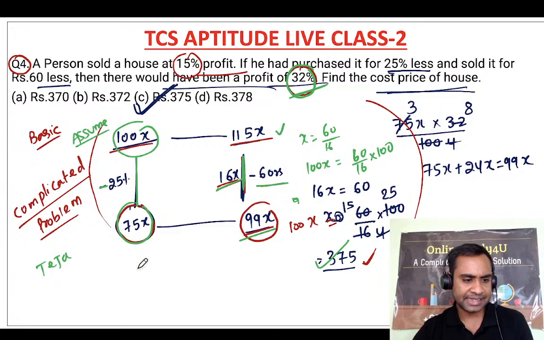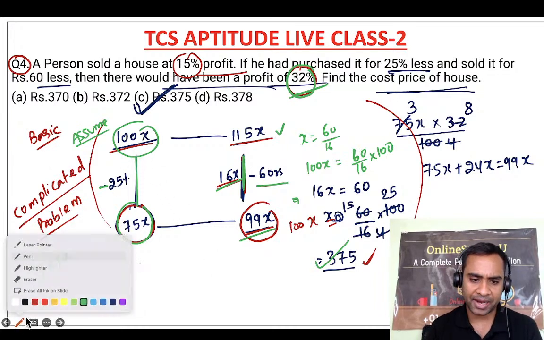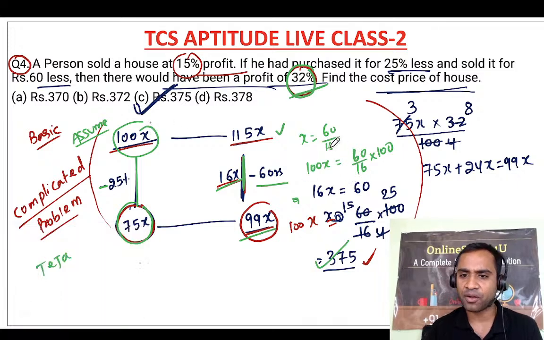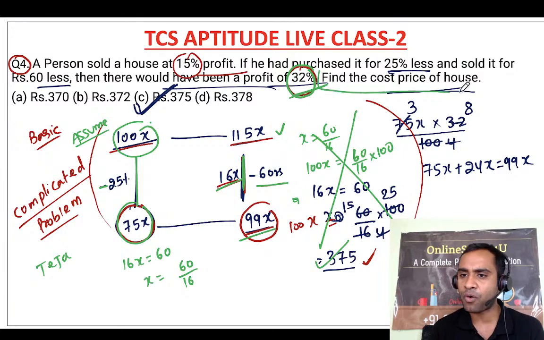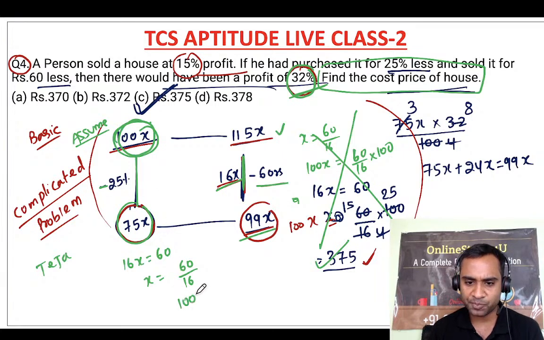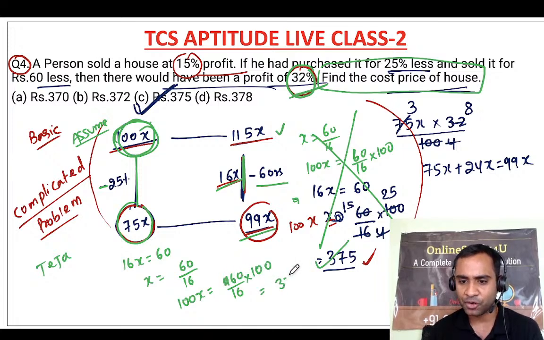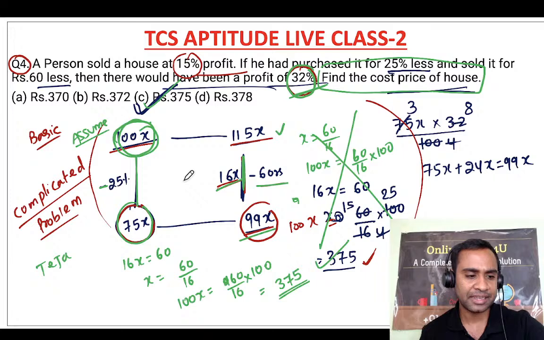Explain once more, sir. Why did you multiply by 100? Naveen, why did we multiply by 100? Try to understand. They are asking the cost price. One more time, you see. 16x is equal to 60, so x is equal to 60 by 16. Now, they are asking to find the cost price of the house. What is the cost price we have assumed? 100x. So 100x means multiply 100 on both sides, and now you will get 375. So that is the reason we have multiplied.